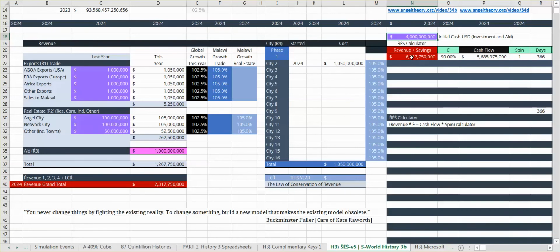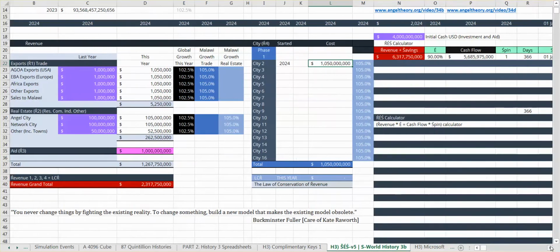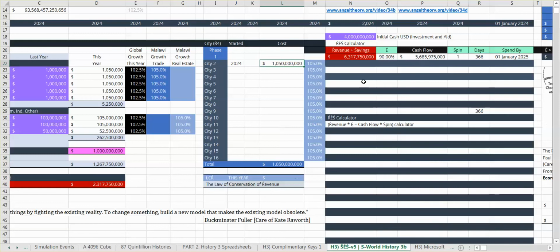And as we can see here, there's 2.3 billion made that year. Nominal trade, 250, real estate, 1 billion, aid, just over 1 billion for the city sale. The other thing is when we get to 2032, we have a second city or set of city suburbs. When we come to 2048, we have a third set of city suburbs, or just a city.